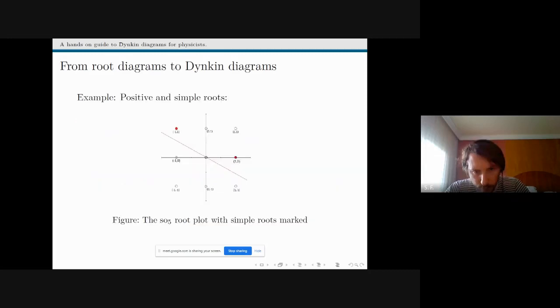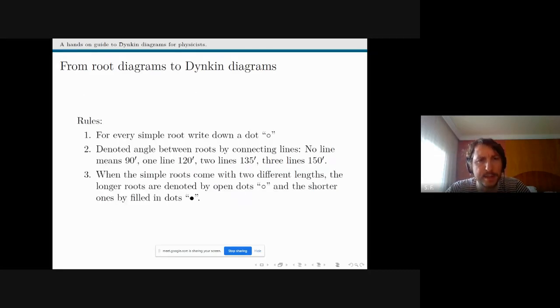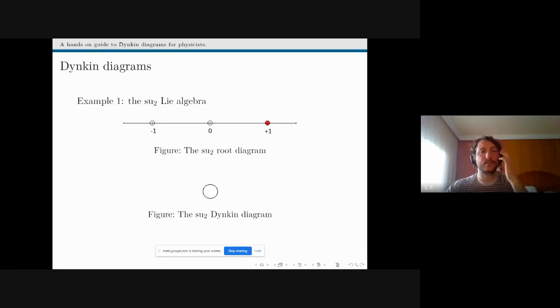So I think the best thing to do is to look at some examples, which will give you some sort of feel for how these are drawn. So let's do that. This is the SU2 Lie algebra, and we have the root plot written down here, and we can of course bisect the plot by drawing a line through here. We'll call this the simple root. For every simple root, we write down a circle. So this is the Dynkin diagram representing SU2.